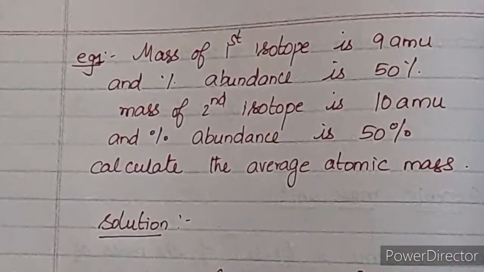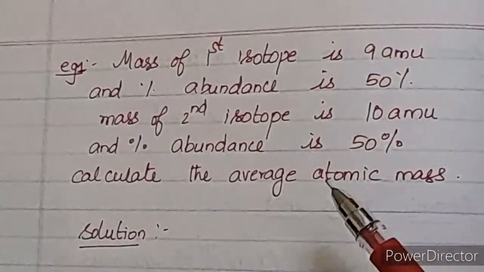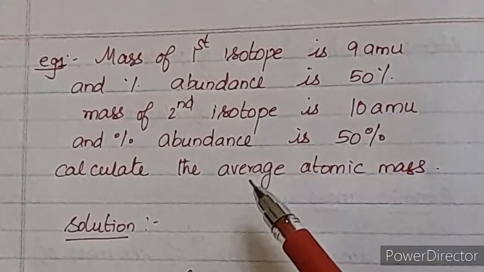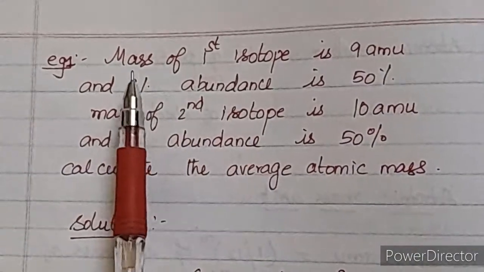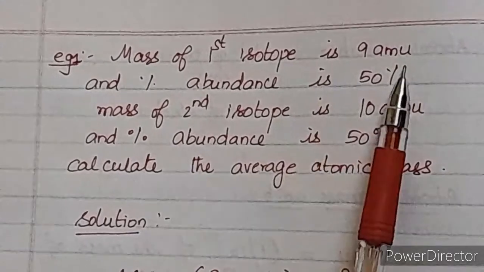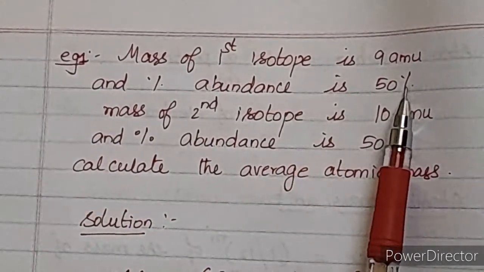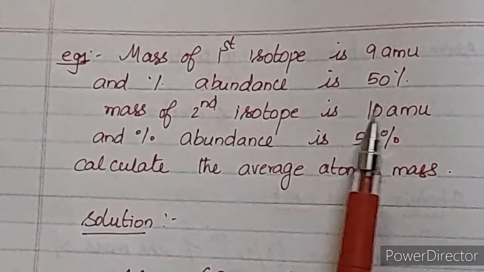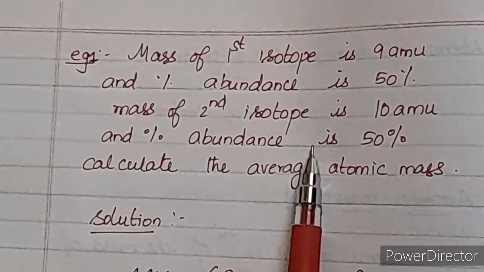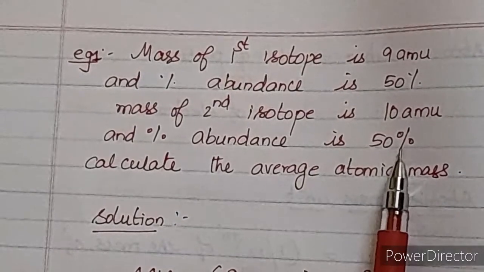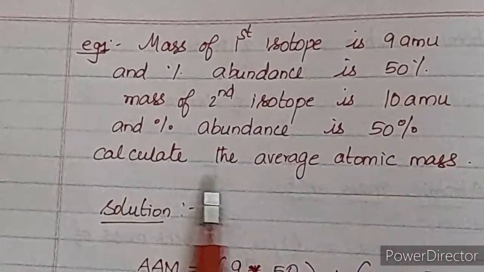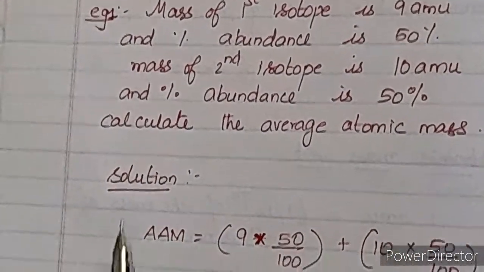Now let's see the first example to calculate the average atomic mass. Now the question is mass of the first isotope is 9 AMU and the percentage abundance of the first isotope is 50%. Mass of the second isotope is 10 AMU and the percentage abundance of the second isotope is 50%. Now calculate the average atomic mass. Now what is the solution?